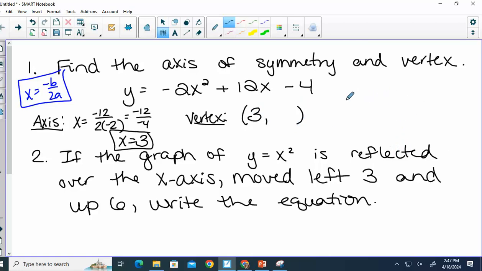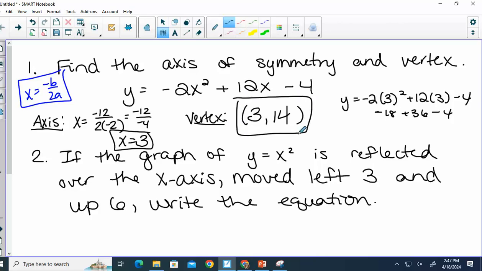Plug it in. There's a couple options. You can use the table. You can also just go through and replace all of our x's with 3's. Okay, and you can put that in your calculator. So did you guys get 14? Yes. So vertex is the point (3, 14). Is that okay?